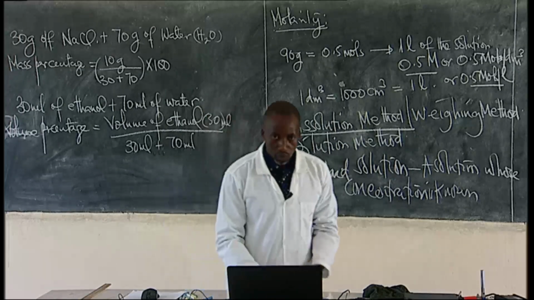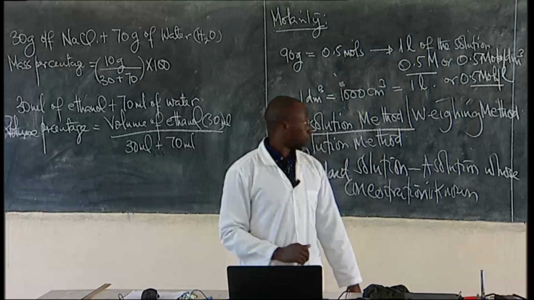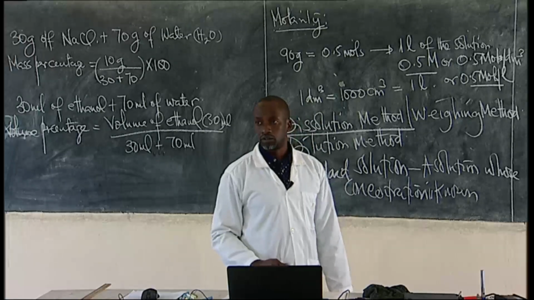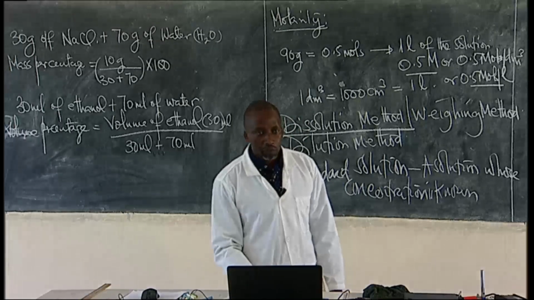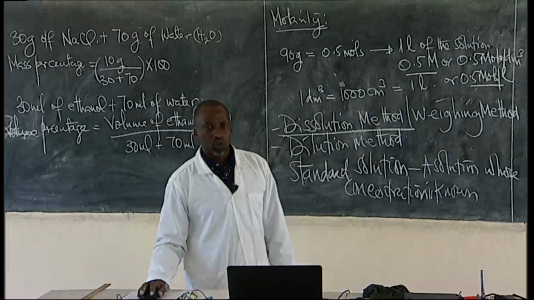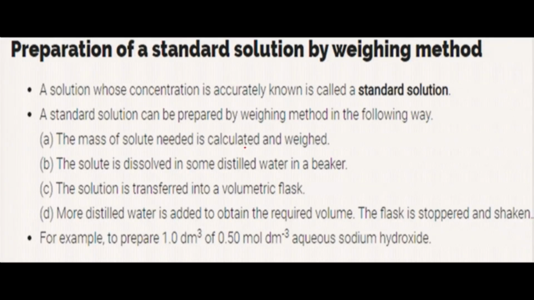So for example, there are certain steps that you have to go through when you are preparing this standard solution, which we said is a solution whose concentration is known. Step number one, you'll need to weigh the mass of the substance, that is the solute. Because when you are making a solution, you need the solute and the solvent, those two main components. So you need to weigh the mass of the solute.